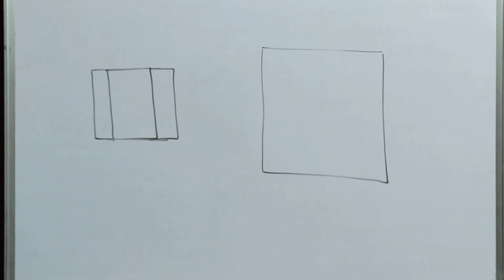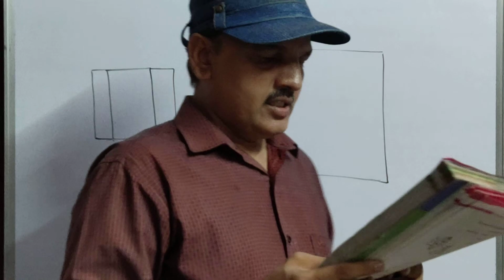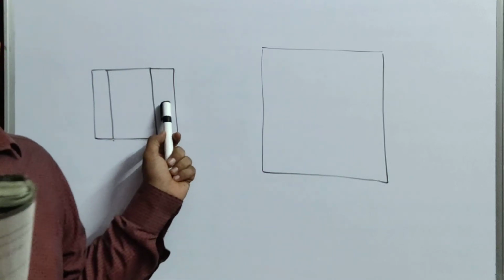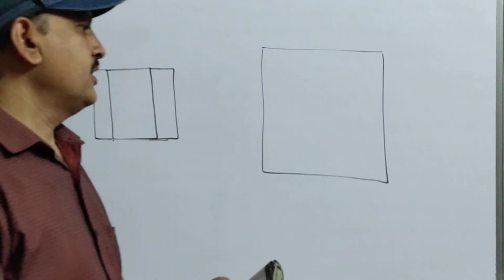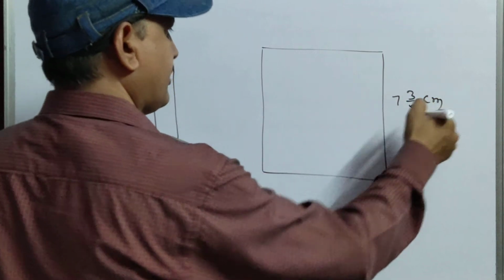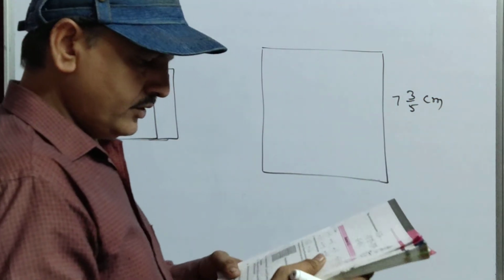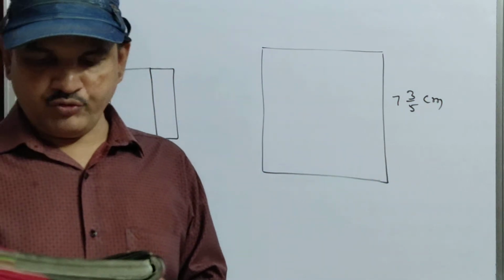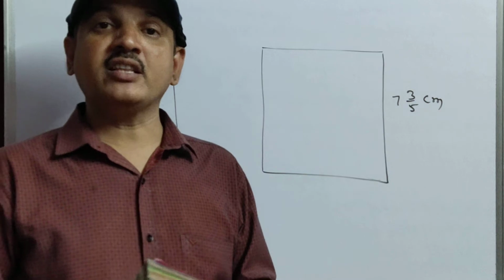Okay. Once again I am reading the question. Salil wants to put a picture in a frame. That means this picture he wants to put in this frame. The picture is actually 7.3 by 5 centimeters. Okay. 7.3 by 5 centimeters. To fit this frame, the picture cannot be more than 7.3 by 10.